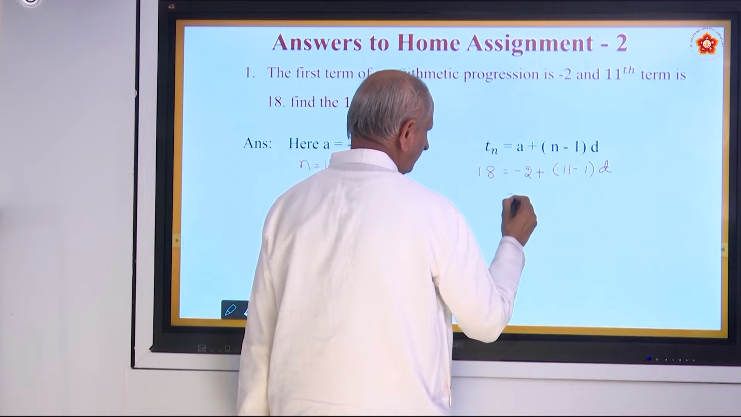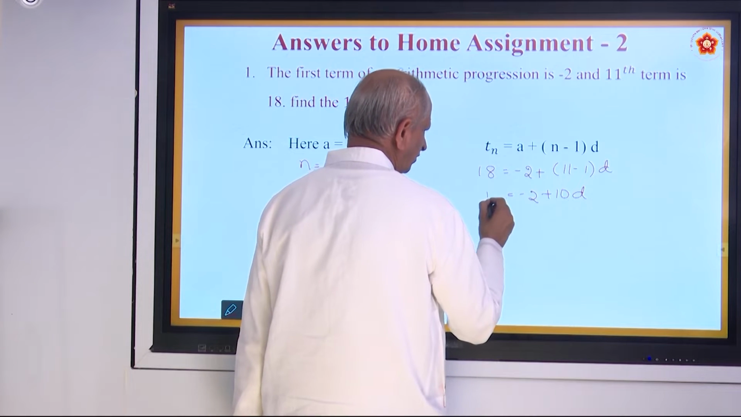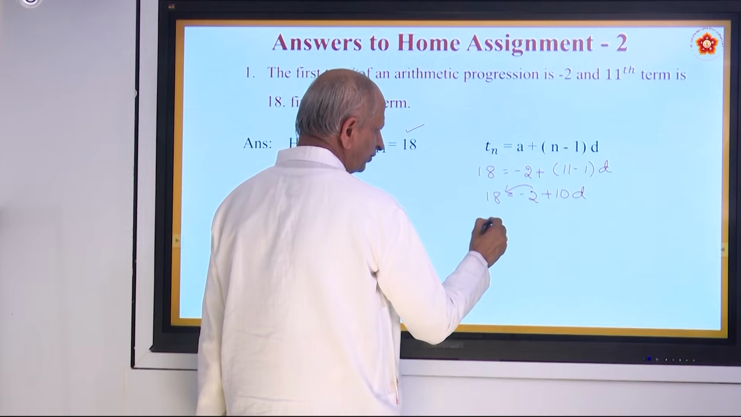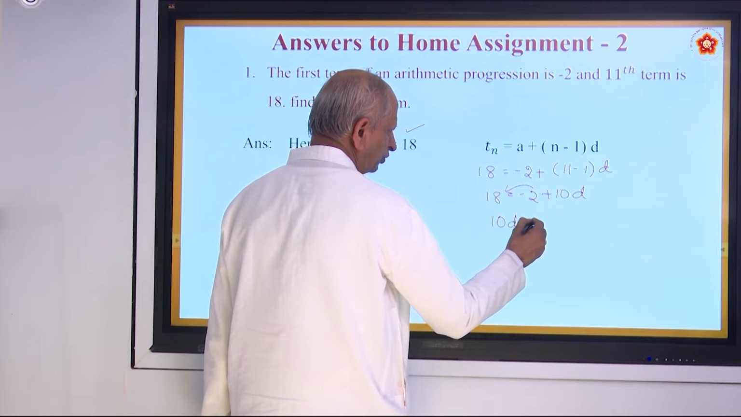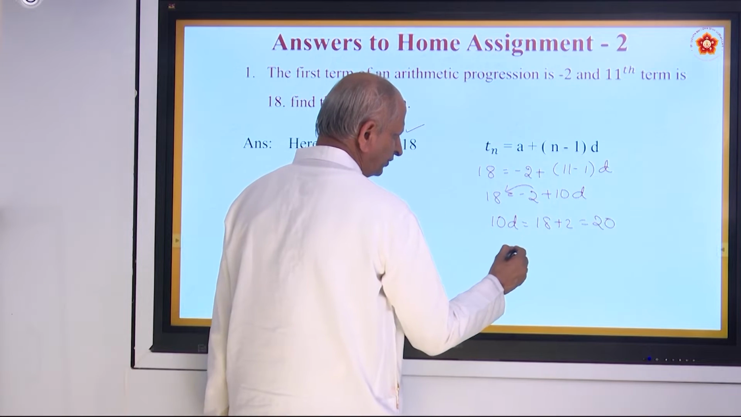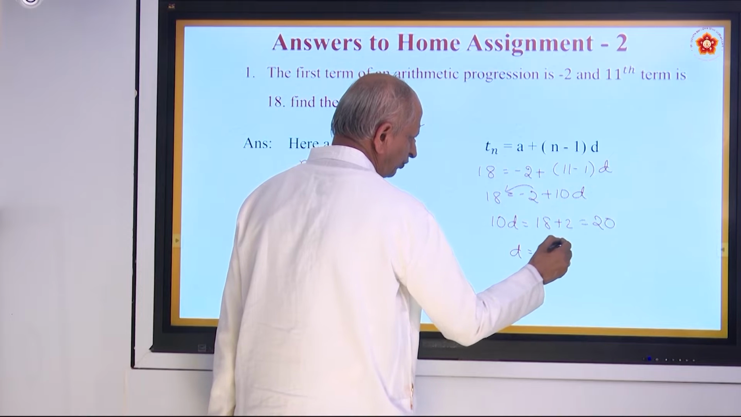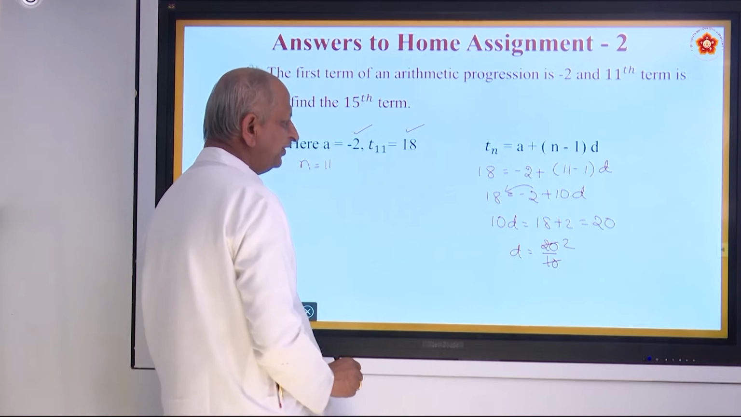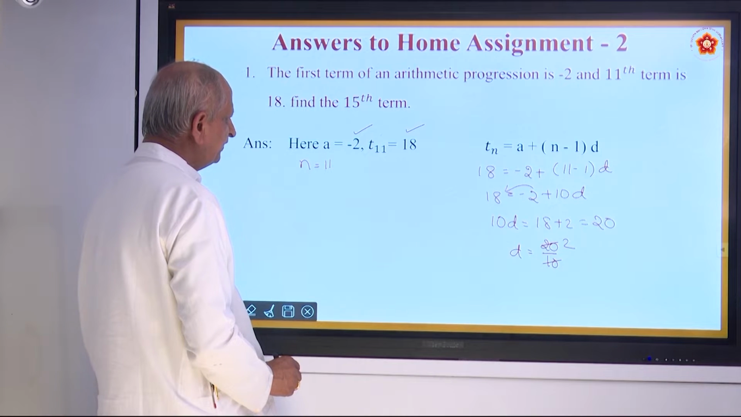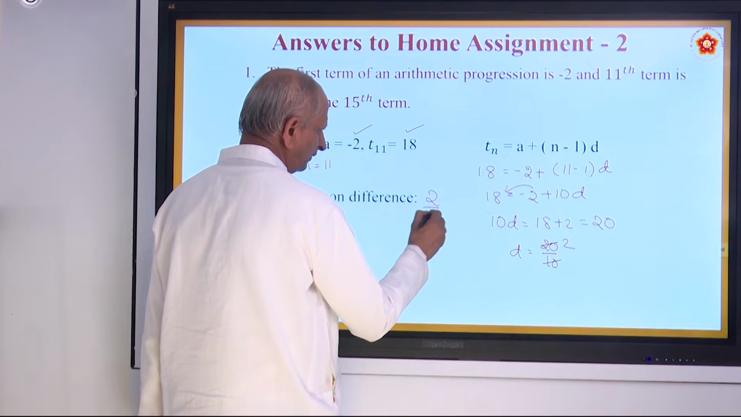So you have -2 plus 10d is equal to 18. -2 you bring this side. So 10d is equal to 18 plus 2, that is 20. So d is equal to 20 by 10, that is 2. So the common difference is 2. Use that and find the 15th term. So the common difference will be equal to 2 here.